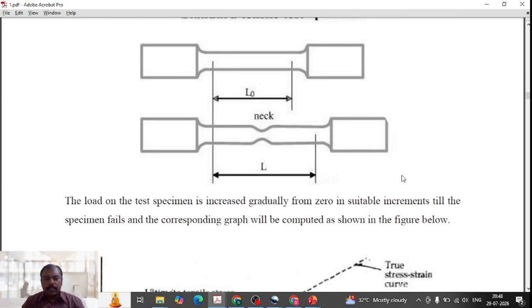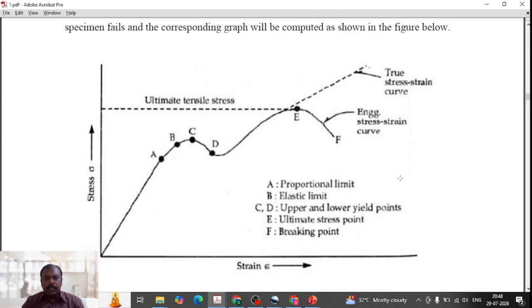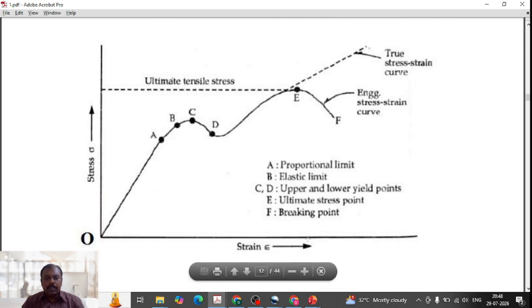This is explained by a graph, and in this graph, the strain is taken on the x-axis and the stress is taken on the y-axis. And if the element is loaded, the stress is directly proportional to the strain, and there is one limit called the elastic limit. Within this elastic limit, it makes a slope.